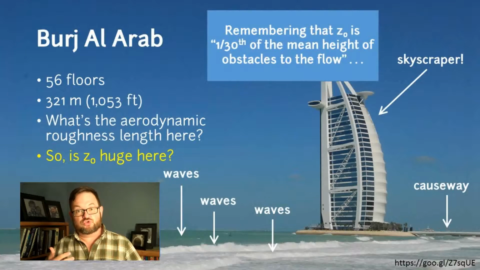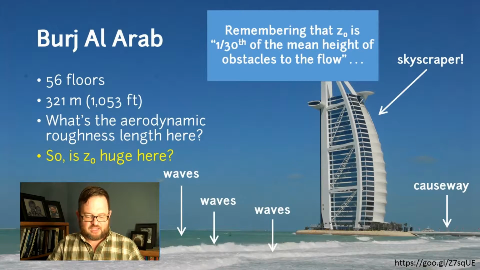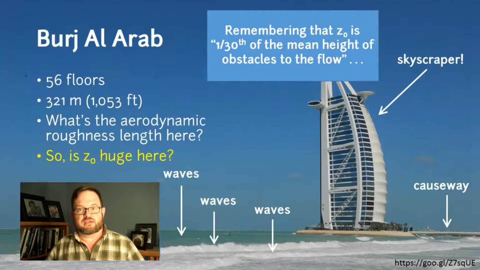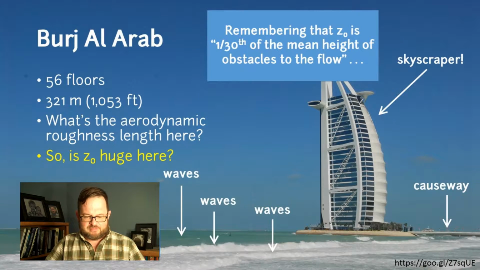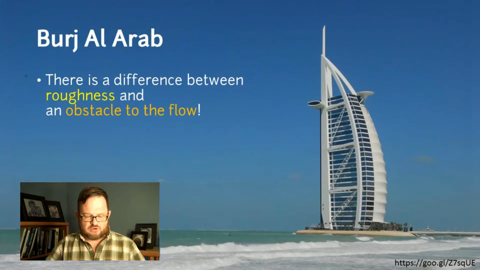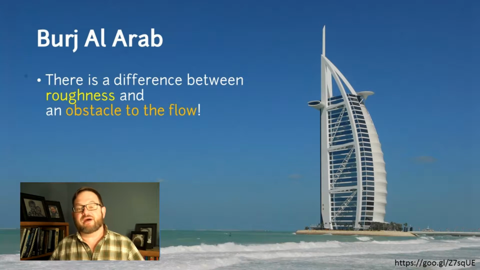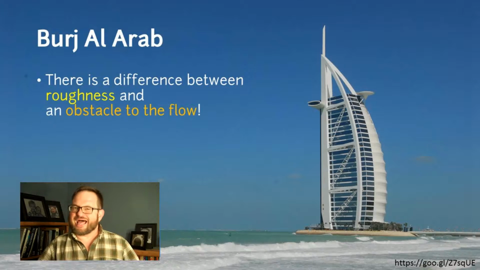well, one of them is huge. We probably have waves a few feet high, the causeway seems to be about 10, 20 feet tall, and then a 1,000-foot tall thing. Apparently this is a very rough surface, right? Well, no. That's actually not what's going on here. It helps us illustrate that there's a big difference between what we mean by roughness and what we mean by an obstacle to the flow. And I recognize that we've been sloppy about that term.